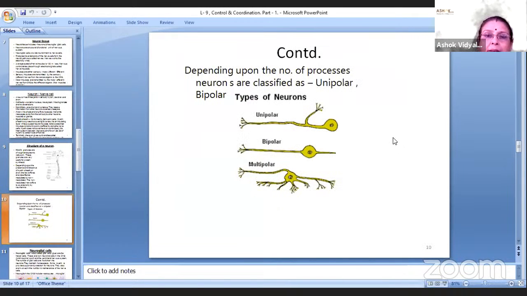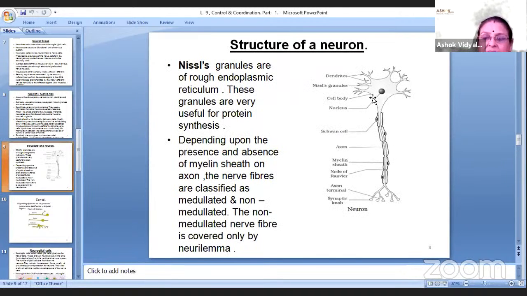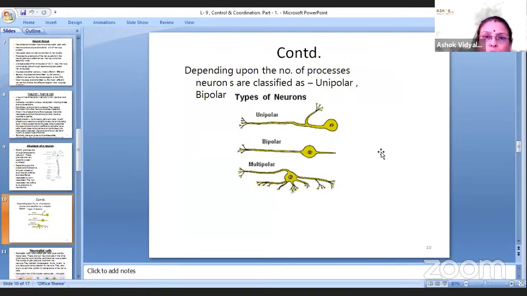Now again, in this diagram, the cyton or the cell body gives out two different types of processes. One which are many and short, and the other which is single and elongated. Depending upon how many processes are present, the neuron is classified as unipolar, bipolar and multipolar.